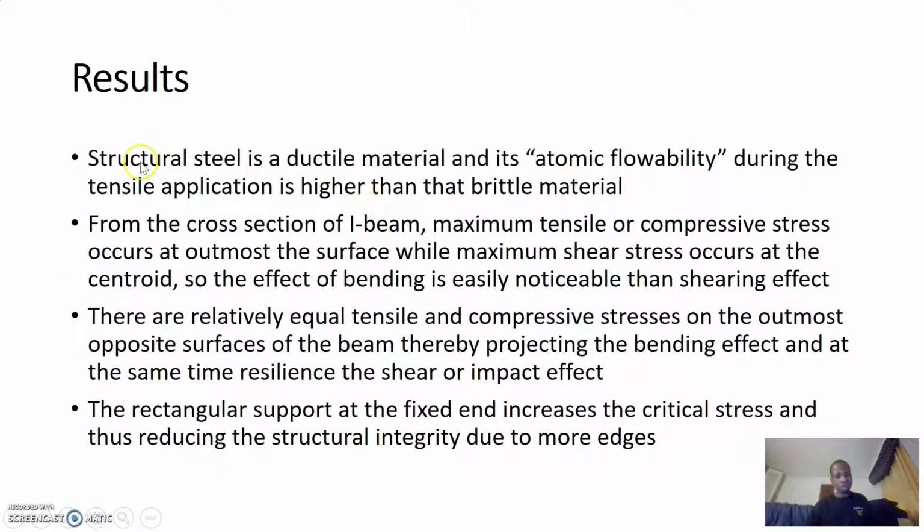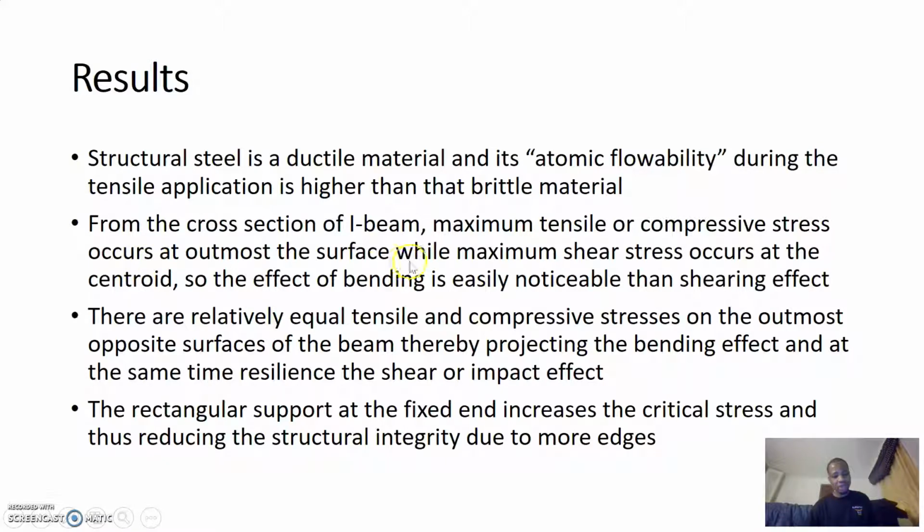And these are the results of my analysis. Structural steel is a ductile material, and its atomic flowability during tensile application is higher than that of brittle materials. So it is a very flowable material. Its atomic flowability makes it ductile. That's one thing. From the cross section of the I-beam, the maximum tensile and compressive stress occur at the outer surface, while the maximum shear stress occurs at the center. So the effect of bending is more easily noticeable than shearing force.